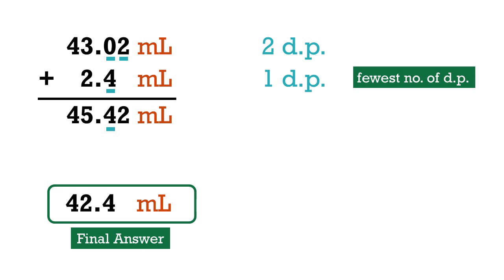As you can see here, the final answer has only 1 decimal place. It doesn't matter if we add or subtract. The rule is always the same, as we will see in the subtraction problem. 15.7570 grams minus 10.50 grams. Step 1. Calculate the difference. The answer here is 5.2570 grams.